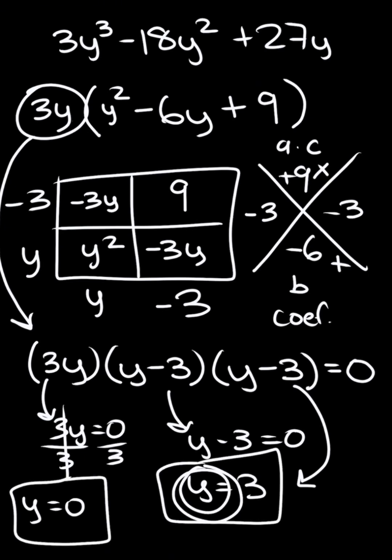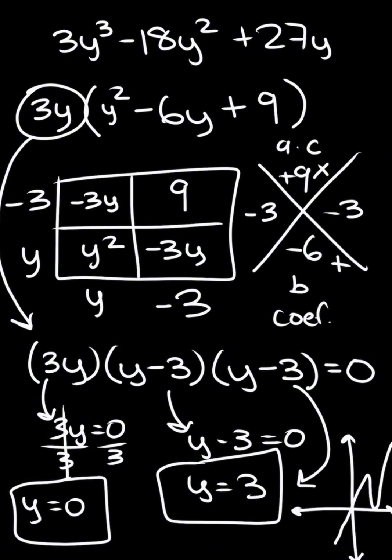Doesn't matter what your variable is, because when it's graphed out, these are the points where your function crosses the x-axis.